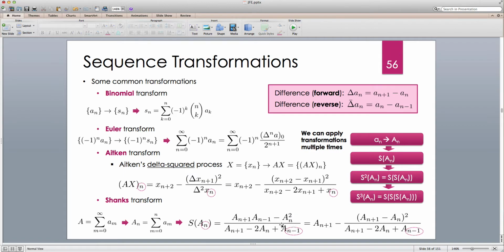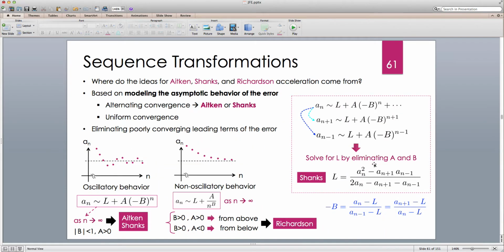I just reversed the signs of the numerator and denominator. So (n plus 1) times a_{n-1} minus a_n squared, and then a_{n+1} plus a_{n-1} minus 2a_n. This is Shanks. And then it turns out that the error of this, if you look at this sequence and substitute the original approximation, L plus a times (minus b) to the n, now consider this as a new sequence and substitute this model into this.